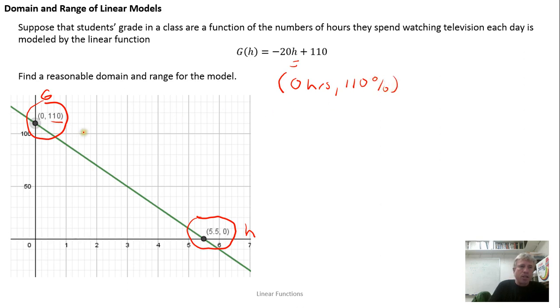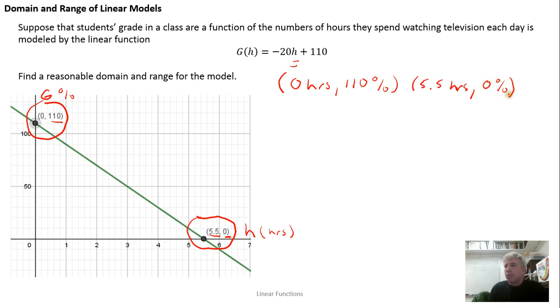So the grades are given in percents and time is being measured in hours with this particular model. So this says that if we watch no TV we get a grade of 110% in the class. The second intercept has a 5.5, but the units on that 5.5 are hours, so this is 5.5 hours TV watching time corresponding to a grade of 0%.